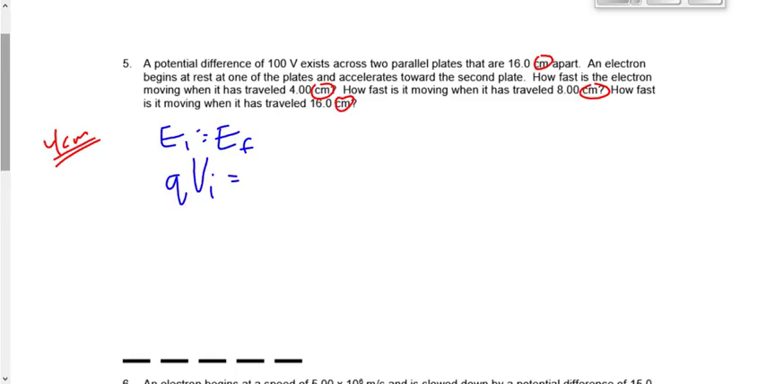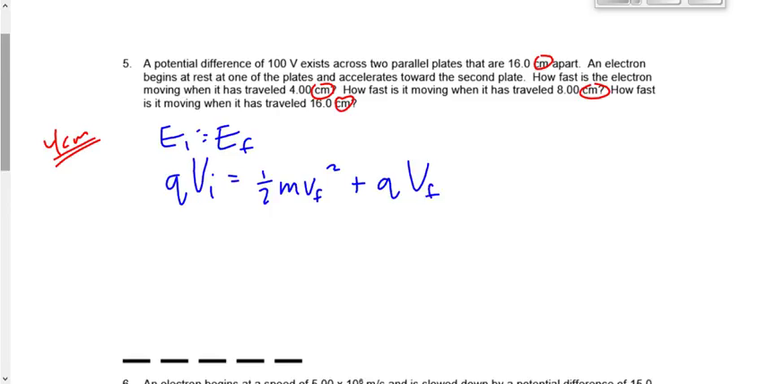Okay, well, what do we got on the other side? What do we got when we've gone 4 centimeters across these plates? Is it moving now? Absolutely. It's sped up, it's moving. So we've got kinetic energy. Does it still have potential? Yeah, it's still got another 12 centimeters to go, right? It's only a quarter of the way down the hill. So absolutely, we're going to say QVF.